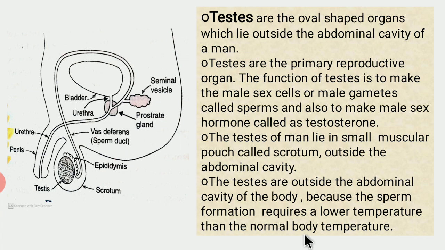Being outside the abdominal cavity, the temperature of the scrotum is about 3 degrees Celsius lower than the temperature inside the body. In this way, the testes provide an optimal temperature, the most suitable temperature, for the formation of sperm.